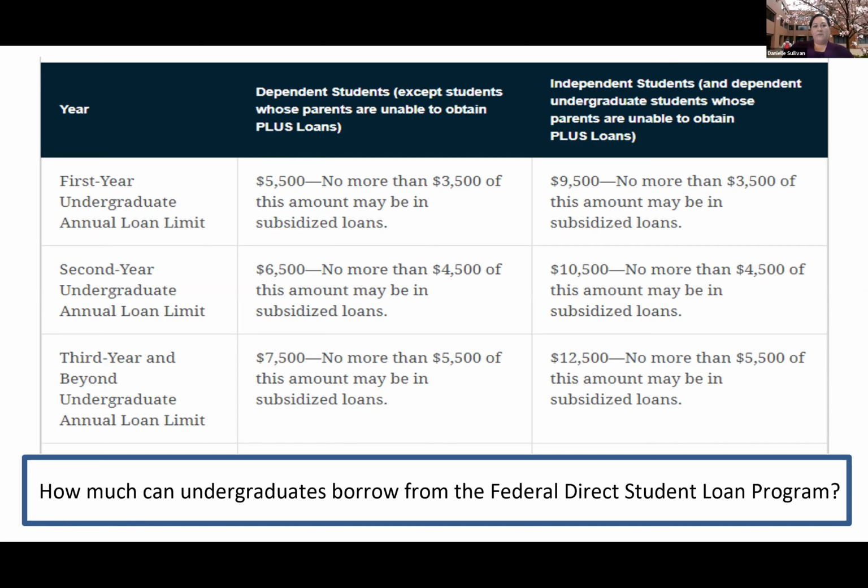So if you're a first year student and you're a freshman, you can get 5,500 for dependent and 9,500 for independent. So you get a little bit more in loans if you're an independent student. If you're a second year, you can get 6,500, or if you're independent, 10,500, and then junior and senior year, you get 7,500 and then 12,500 if you're independent. And this is for the year, fall and spring.